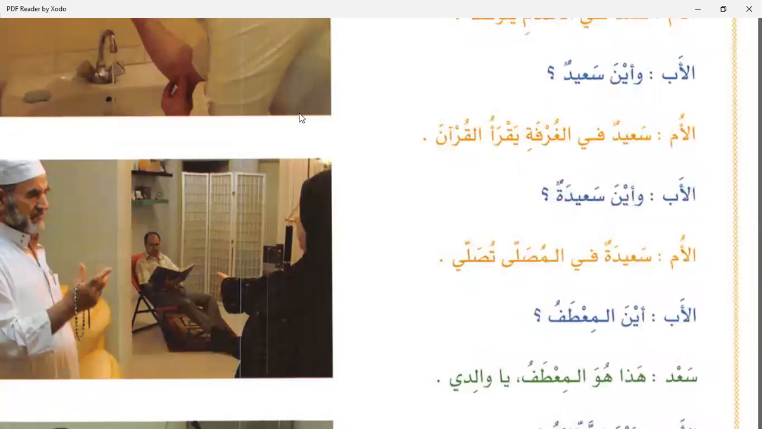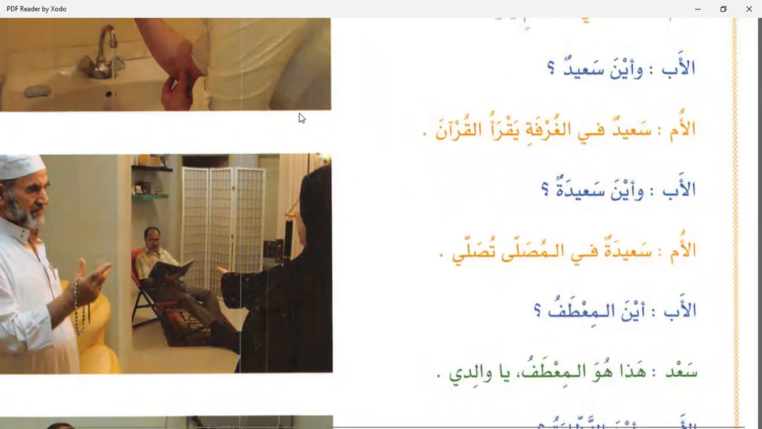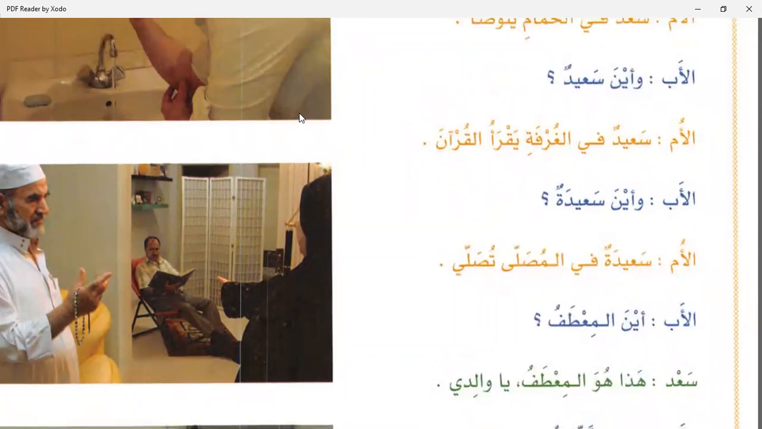Al-ab: Ayna al-metaf? But you have not read it well. When I said Aina wa Aina Sa'idun, Umi Sa'idatun fil musalli tusalli. So what is your question here? Here she made a mistake when reading it. Maybe she has jumped to another place. Okay. We missed a line.